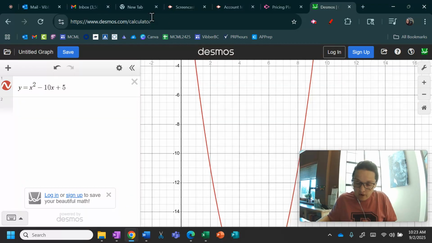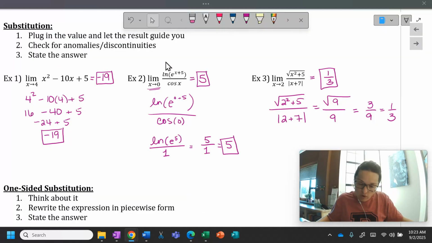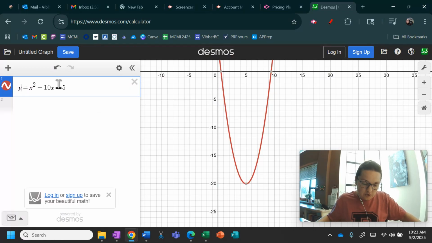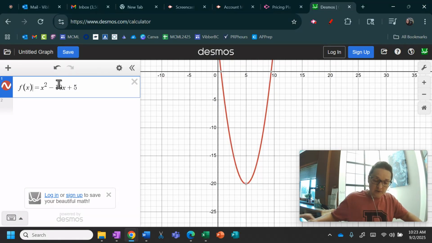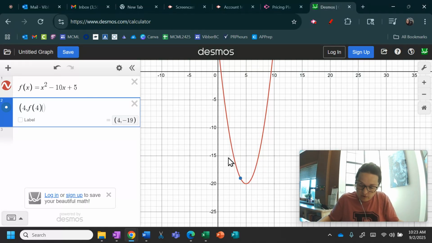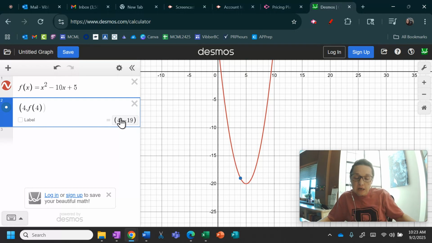Here is that graph, and if I shrink it down a little bit, and I say, what was that value at 4? Let's check. So I'm going to call this f of x, and then I want to know what's happening at 4, f of 4. There's my dot, and it's going toward negative 19. Ta-da! So there's that first one.